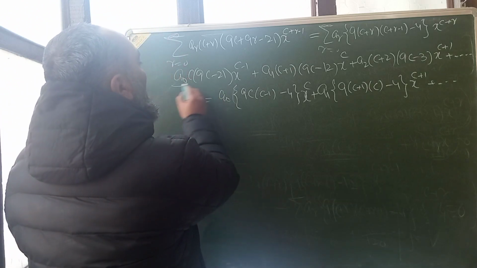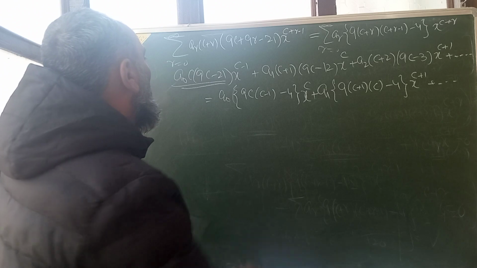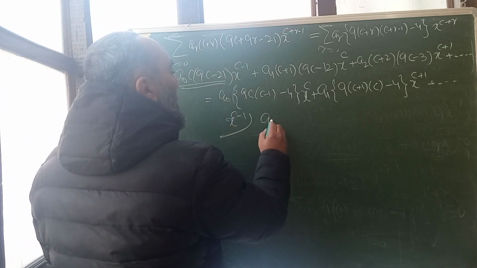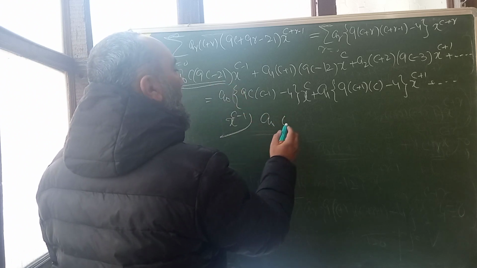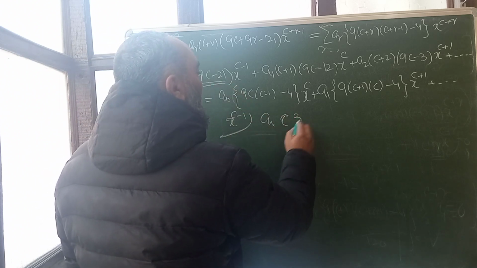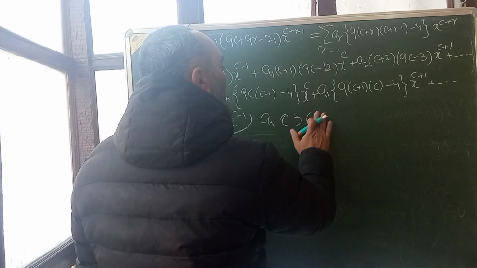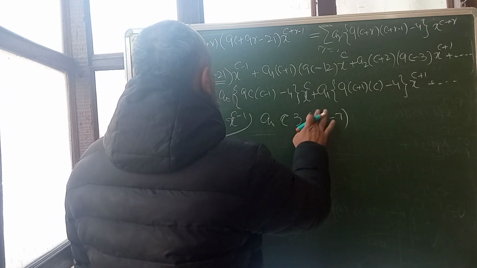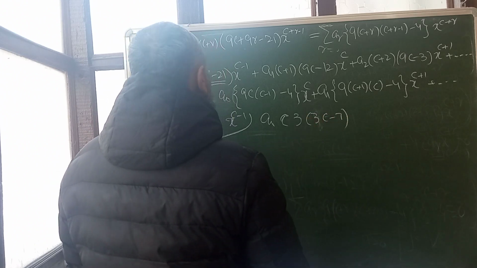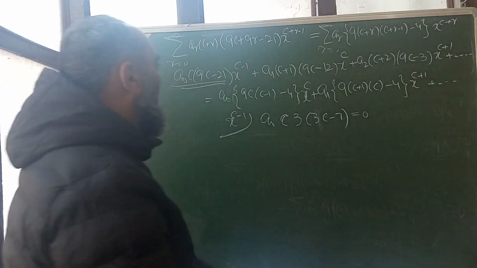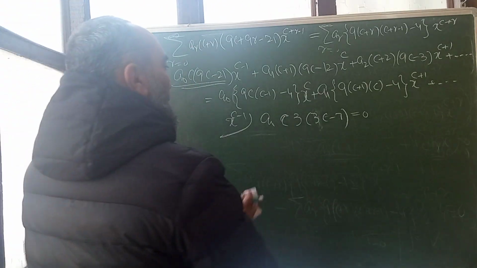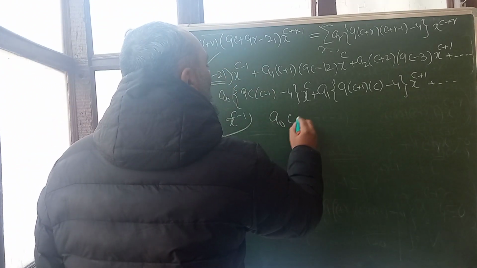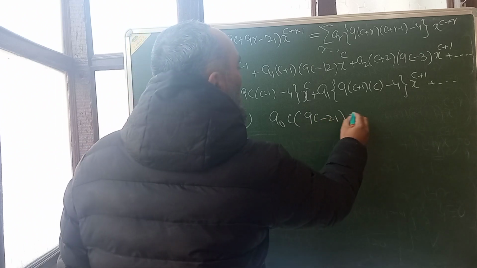I will calculate coefficients of different powers of x starting from the lowest. I will get the coefficient of x raised to the power C minus 1. What is that? A0, C, 9C and 21. I will take 3 outside. Okay, is it okay? If you are comfortable with this, the coefficient is A0 C (9C minus 21) equal to 0.